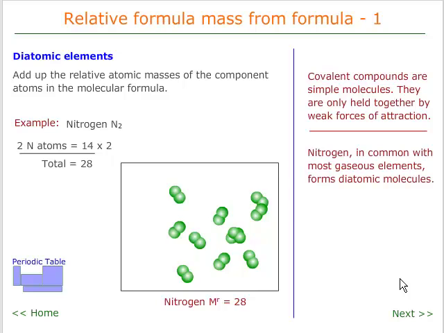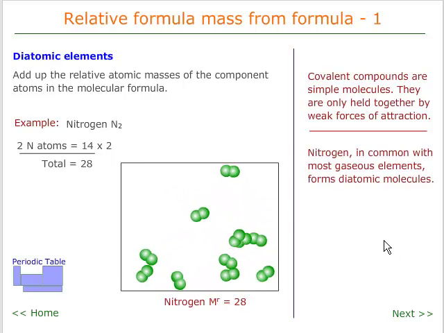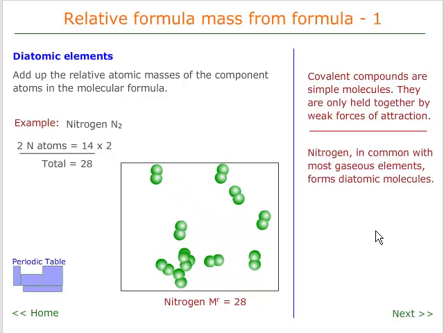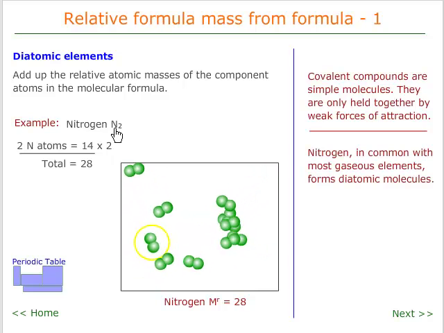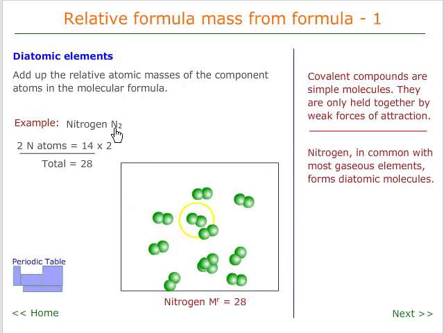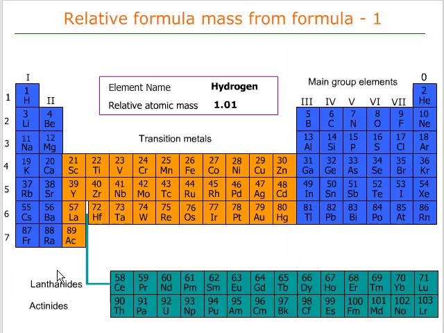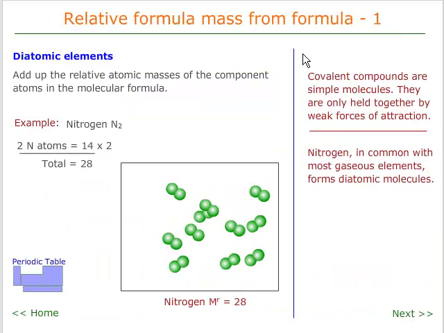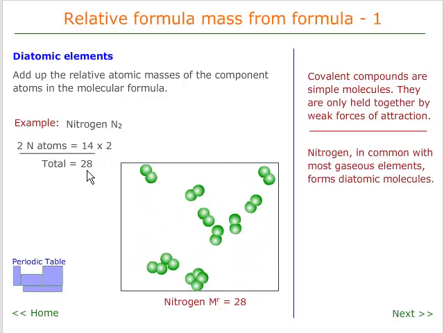One more example. Another element which exists as diatomic molecules is nitrogen. Nitrogen has a formula of N2. There are 2 atoms in the molecule. So to find the relative molecular mass of nitrogen, we need to consult the periodic table, look for nitrogen, and we'll see the relative atomic mass of nitrogen is 14. So the relative molecular mass of nitrogen, 2 14s, is 28.